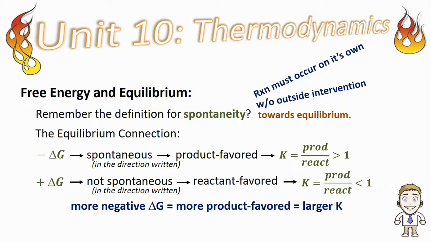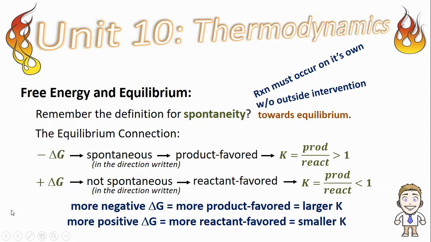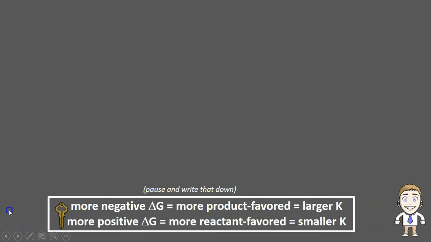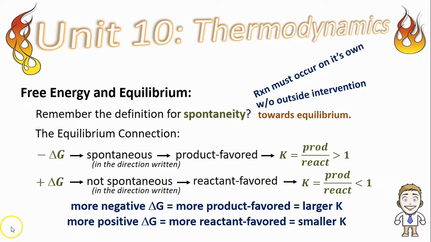Now, this relationship is also scalable, meaning the more negative the delta G is, the more products will be present at equilibrium. You could expect a larger K value. Or the more positive the delta G is, the more reactant-favored that reaction will be, and you could expect a smaller K value. These are our key ideas for this video, so make sure you take a moment, pause, and write them down.